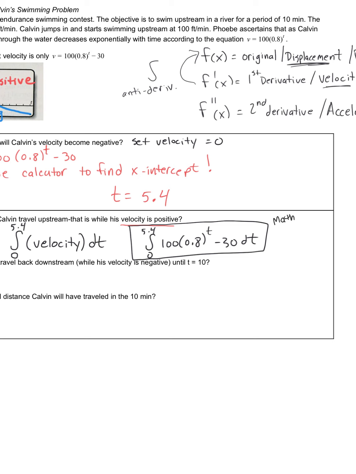All right, Math 9. What do you get? Do that real quick. Don't copy my answer. I'm getting 151.83 feet. You have to label your answers. Feet, okay, there we go. So that says how far. How far is a definite integral.